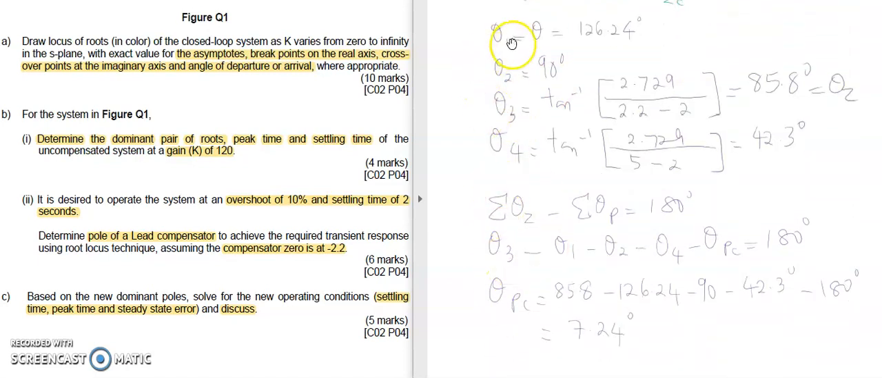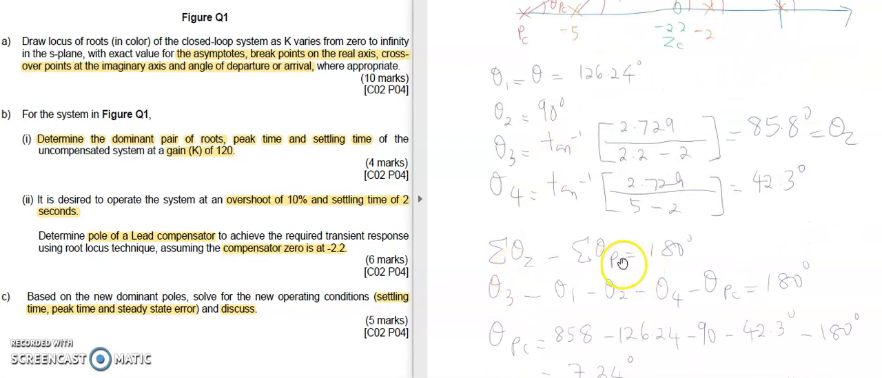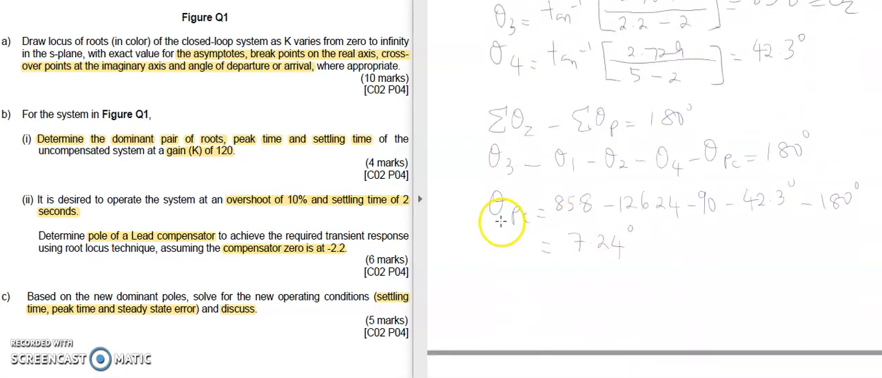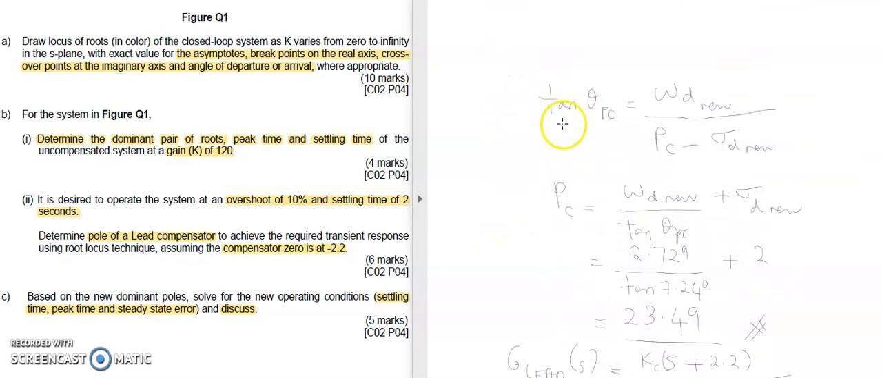So theta 3 and the others belong to the poles, including theta for PC, which is an unknown value of PC and unknown value of theta. Using this equation, you can determine the theta PC. So this is your theta PC, 7.24. Using this equation, you can determine the value of PC. This one must use the theta PC.